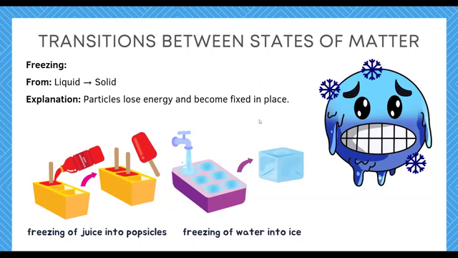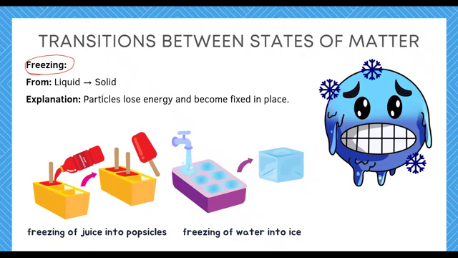All right. So the next example of a transition between the states of matter that we have is the transition from liquid to solid. The previous one we saw was when solid changed into liquid. The next example we're looking at is when liquid is changing into solid. So when liquid changes into solid, the process is called freezing. Can you repeat that after me? Freezing.